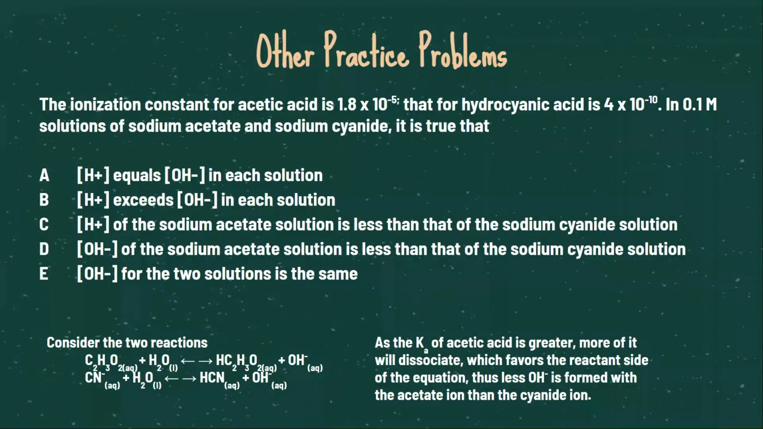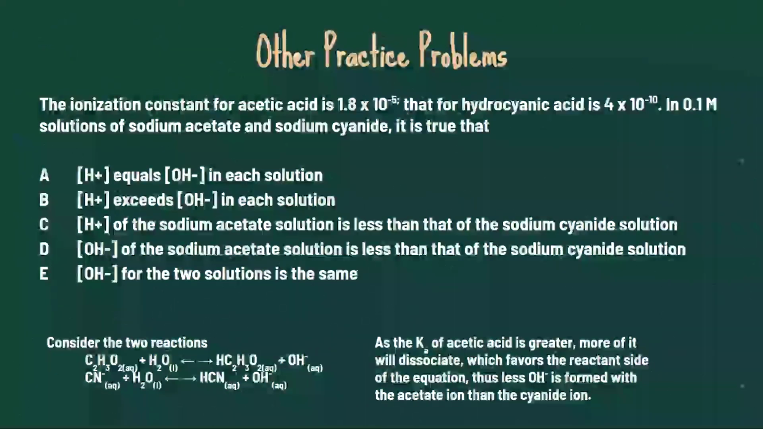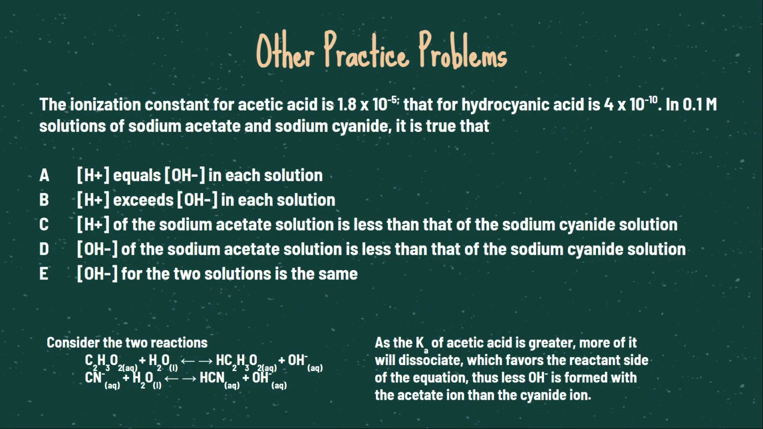So because the Ka value of HC2H3O2 is greater, we're going to have more of it break into its ions, thus shifting the reaction more to the left than hydrocyanic acid would. If the first reaction is shifted more to the left than the second one is, then we're going to have fewer OH minus ions in sodium acetate solution than we would in sodium cyanide solution. So therefore our best answer here is D.